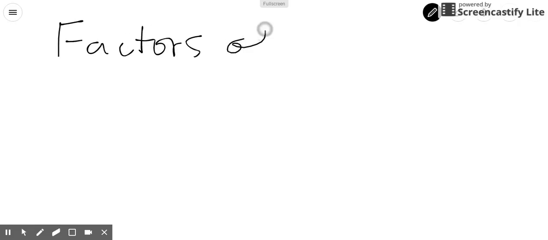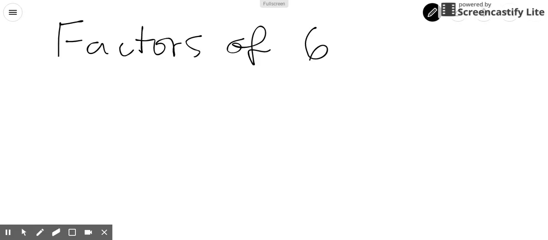Today we're going to be talking about greatest common factors. Factors are not a new term to you guys in math. In fact, we've talked about them before. So, for example, if I ask for factors of 6, what are the things that you could give me? What are the factors of 6?